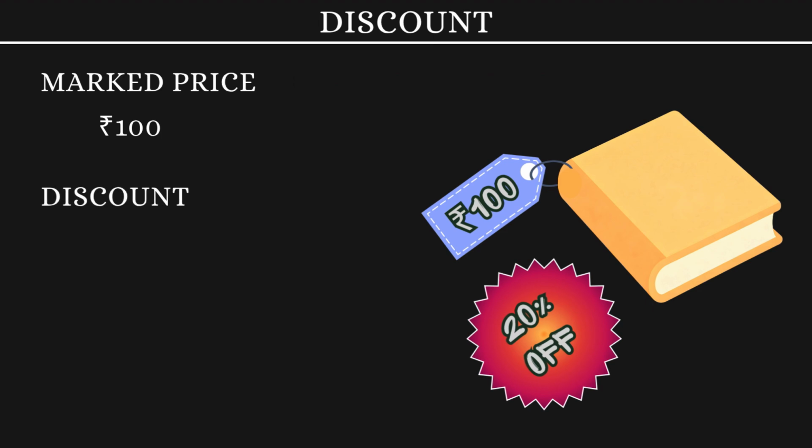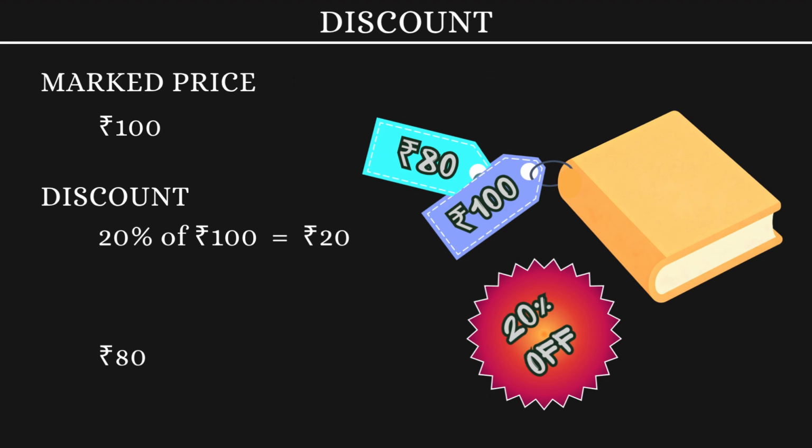That means 20% of this 100 rupees is reduced from the original price. 20% of 100 rupees is 20 rupees. As a customer, this is the amount you actually save. So if that is reduced, you will have to pay only 80 rupees for the book. This is the actual selling price.